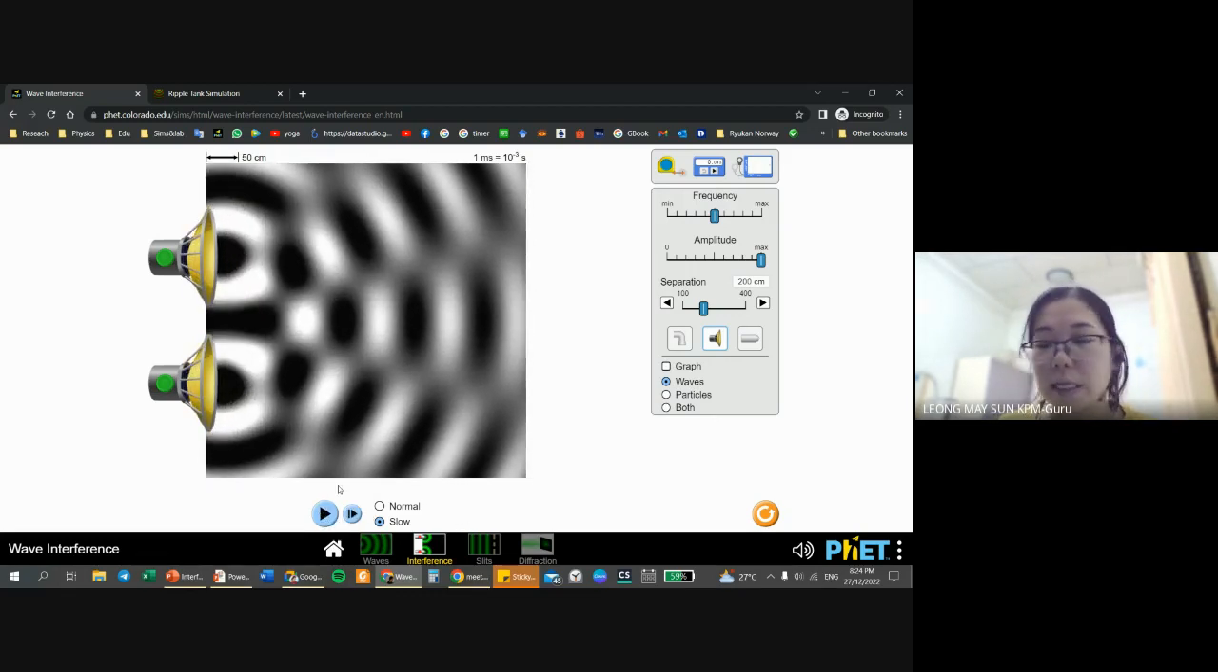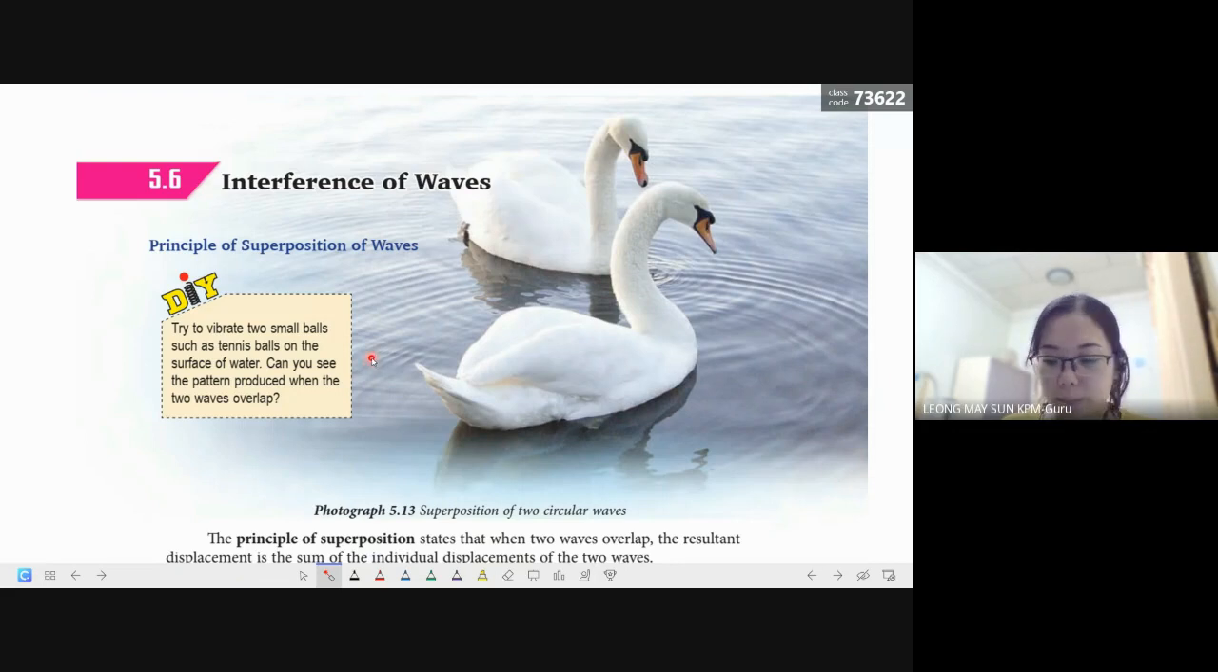Let's go back to the slides and explain a little bit further before we come back to this simulation in order to play around with it more. If any one of you wants to play with the simulation later on after the lesson, please let me know. I can just share the link with you. Okay, so let's go back to our PowerPoint slides.